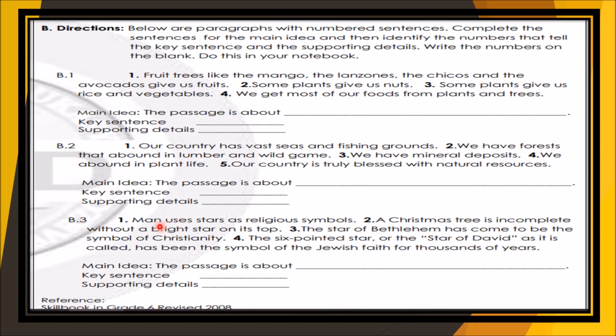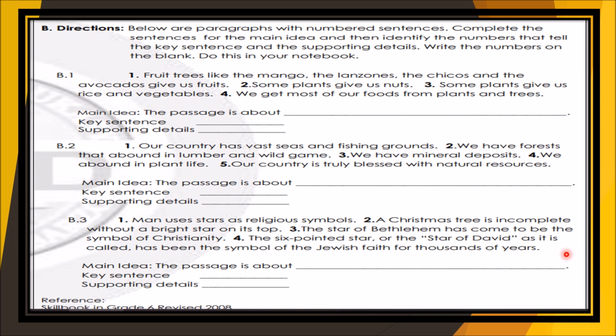So exercise number 3, man uses stars as religious symbols. A Christmas tree is incomplete without a bright star on its top. Then the Star of Bethlehem has come to be the symbol of Christianity. The six-pointed star, or the Star of David, as it is called, has been the symbol of the Jewish faith for thousands of years.